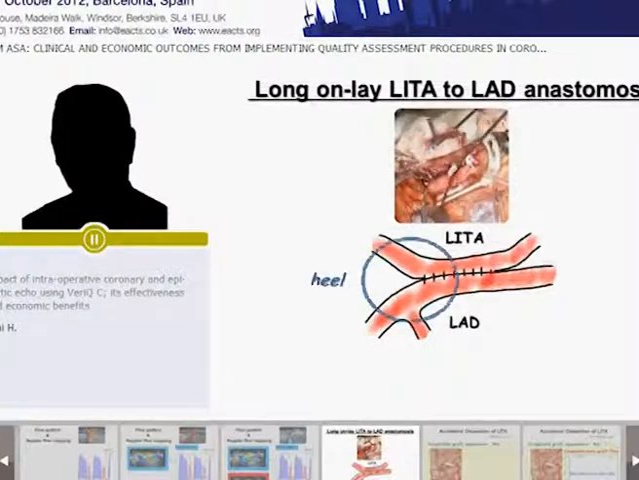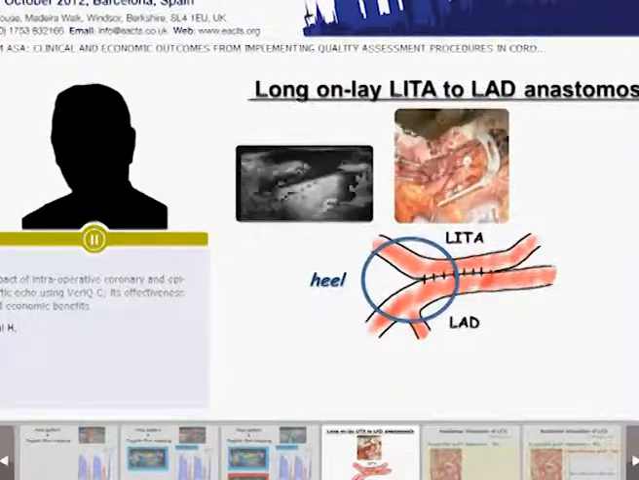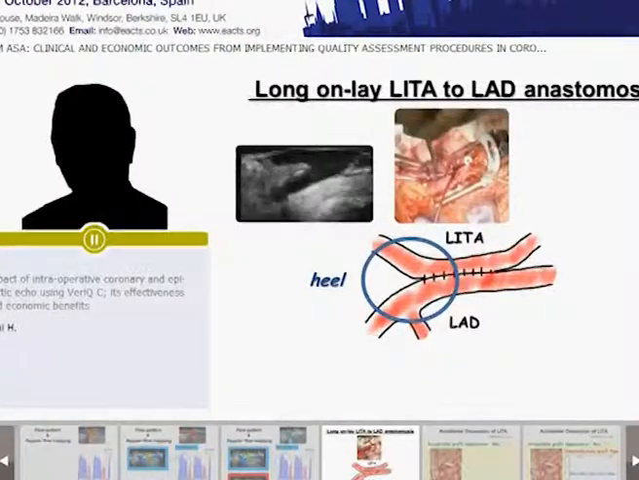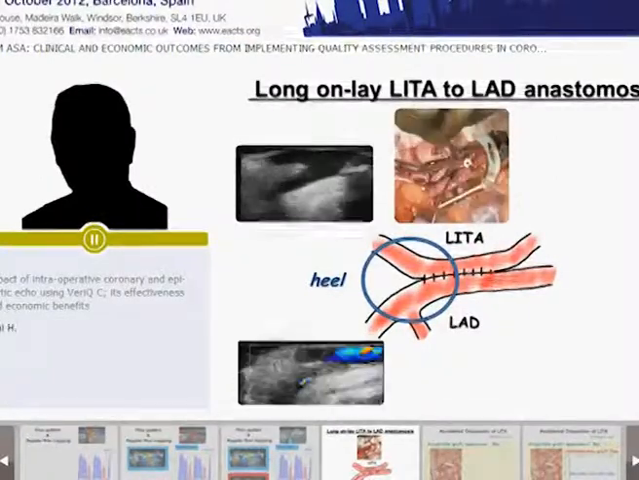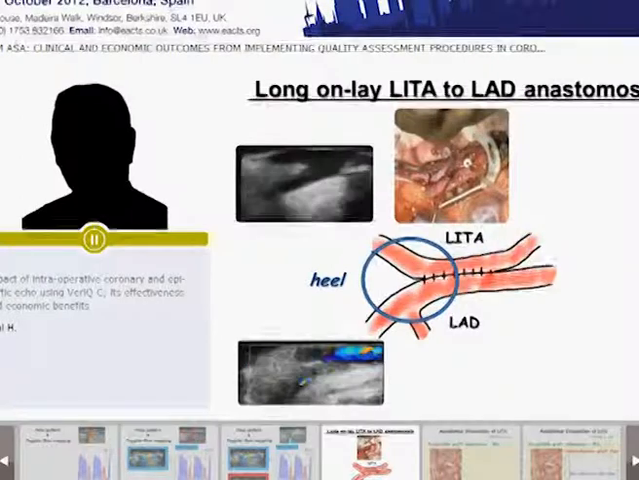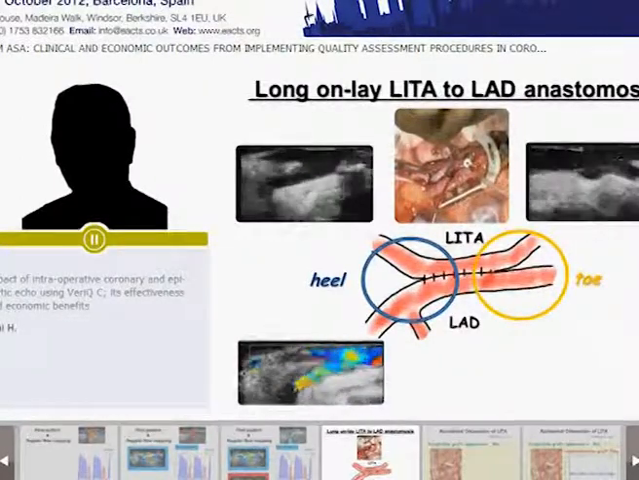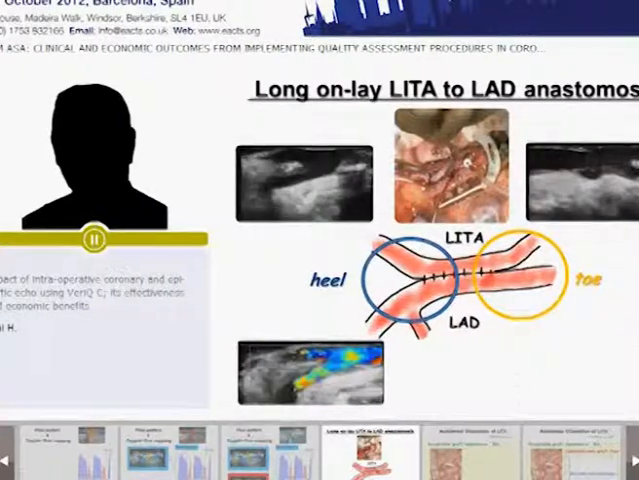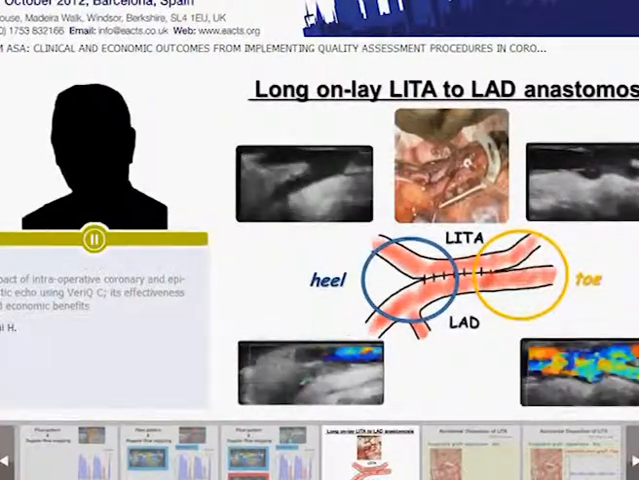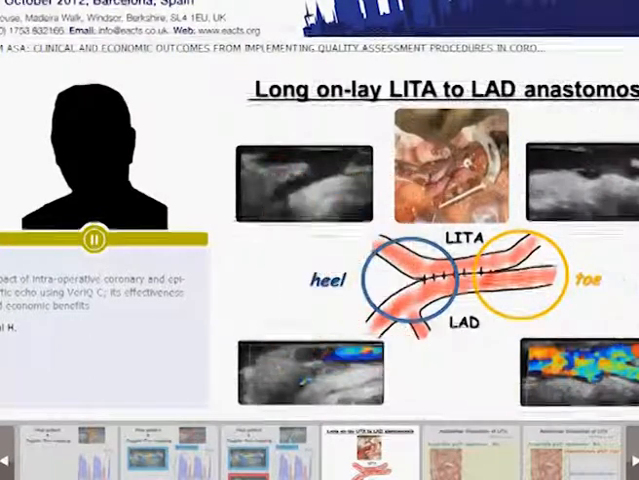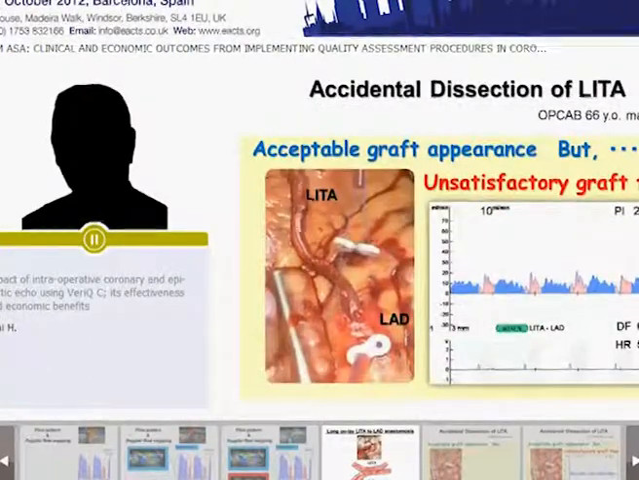And when I put the LITA to LAD anastomosis, I check the anastomosis. 2D echo looks nice, and the Doppler color shows nice flow. And then I check the toe part. It looks good, and the color Doppler also shows good patency. And I can finish the anastomosis.